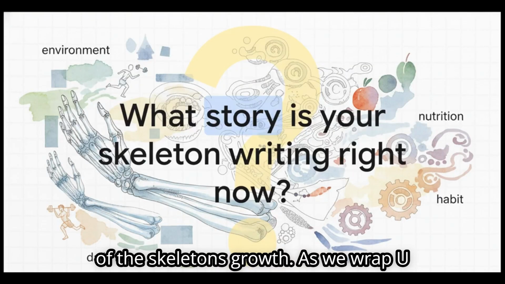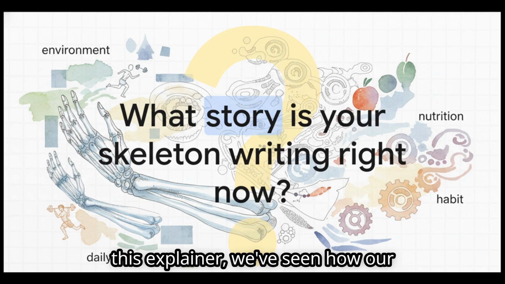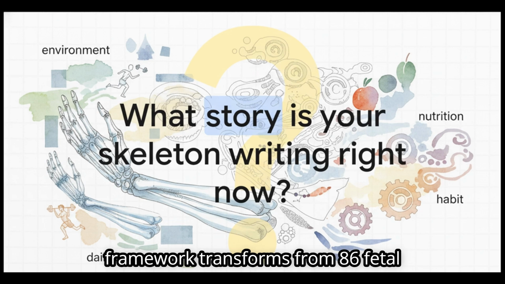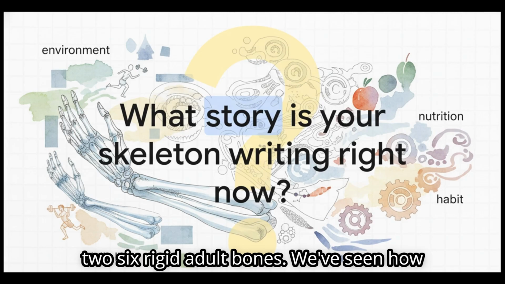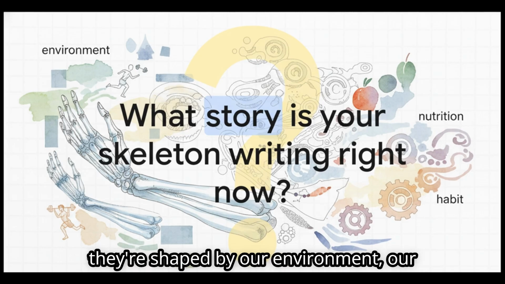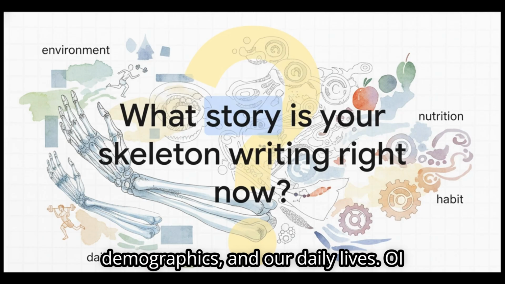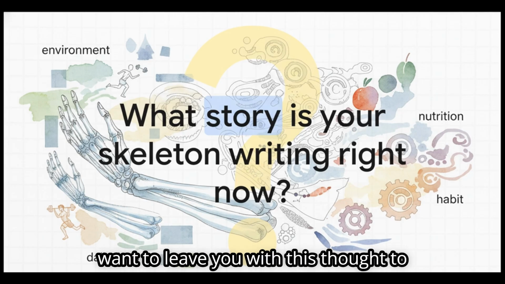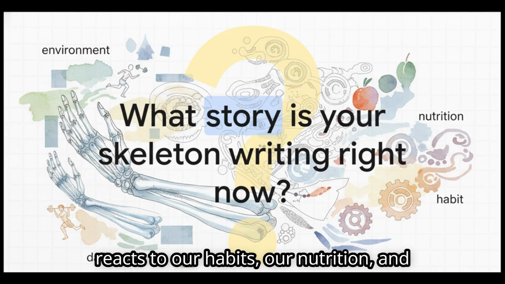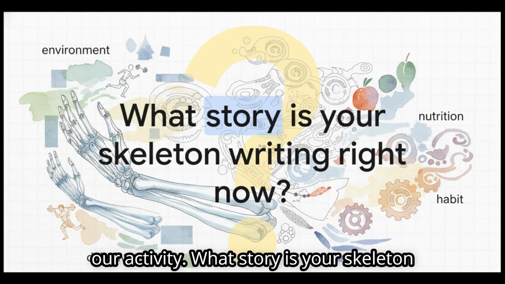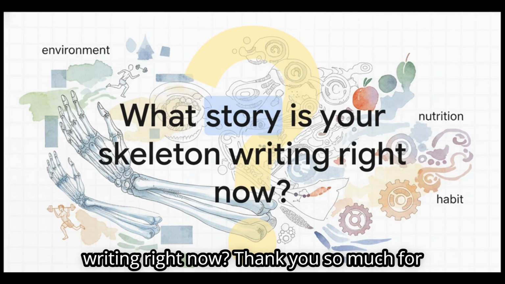As we wrap up this explainer, we've seen how our framework transforms from 806 fetal centers of cartilage and membrane into 206 rigid adult bones. We've seen how they're shaped by our environment, our demographics, and our daily lives. So I want to leave you with this thought to ponder. If our bones are a living, evolving biological composite that reacts to our habits, our nutrition, and our activity, what story is your skeleton writing right now?